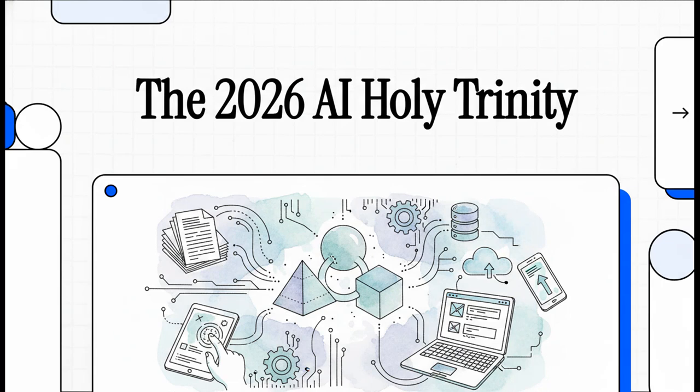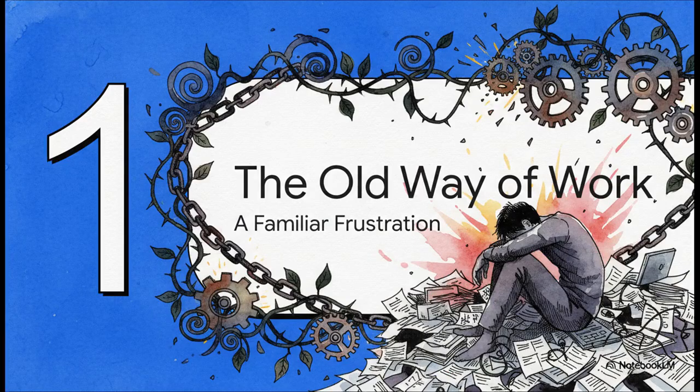All right, let's dive right in. We're going to break down a pretty revolutionary AI workflow today, one that lets you build fully functional apps directly from your documents, and get this, with absolutely no code. It's a vision for 2026 that's kind of already here, and it's all built on something we're calling the AI Holy Trinity. But to really get where we're going, we first have to talk about where we are right now.